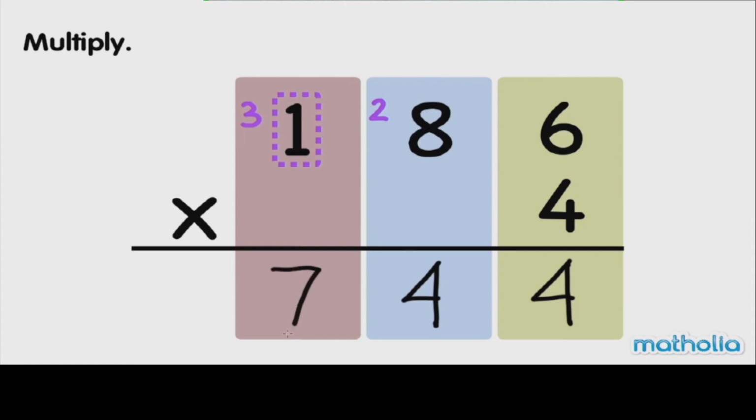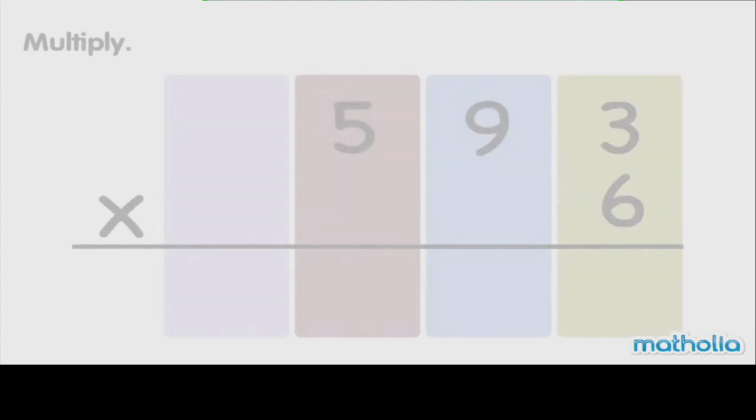So what's our answer, guys? 186 times 4 equals 744. Excellent. Now you're doing multiplication with regrouping.